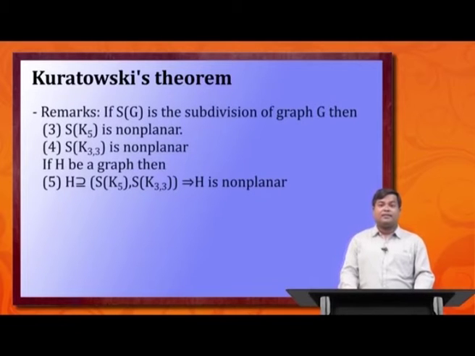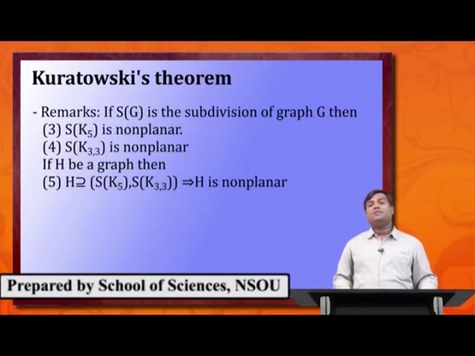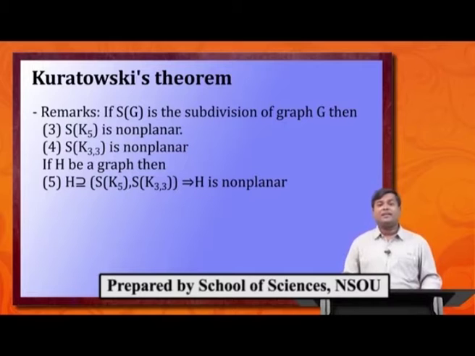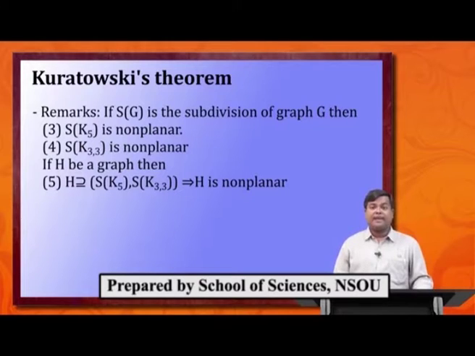So the remark is, if SG is a subdivision of graph G, then SK5 is non-planar, which we have proved. Similarly, we can prove that any subdivision of K33 is also non-planar. Now if we use the remark given in the earlier slide, that any supergraph of a non-planar graph is also non-planar, then we can always say that if H is a supergraph of SK5 or SK33, since SK5 and SK33 are already non-planar, the supergraph H is also non-planar.